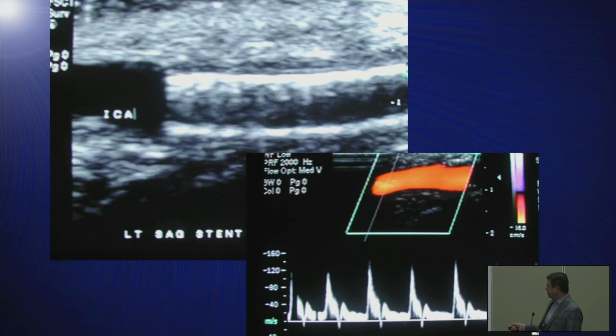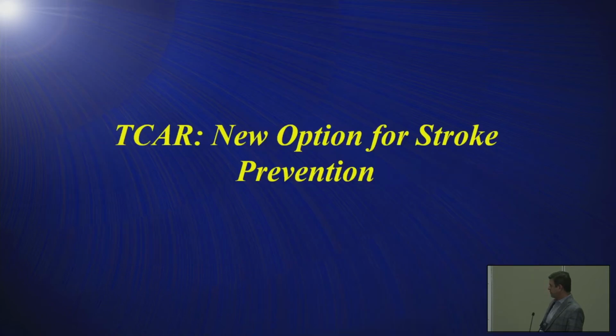And here is an ultrasound of the carotid stent. A very normal laminar flow now, fairly low velocities. Basically a fairly normal ultrasound study afterwards. So TCAR is the new option for stroke prevention.